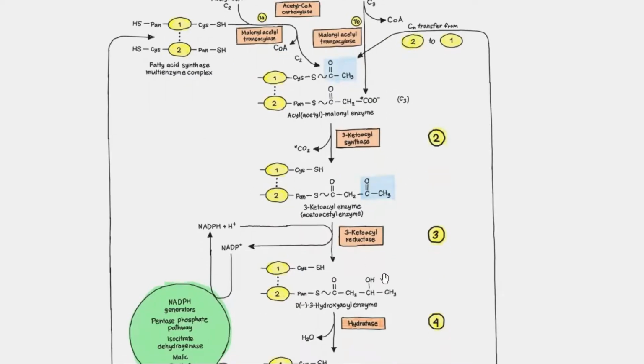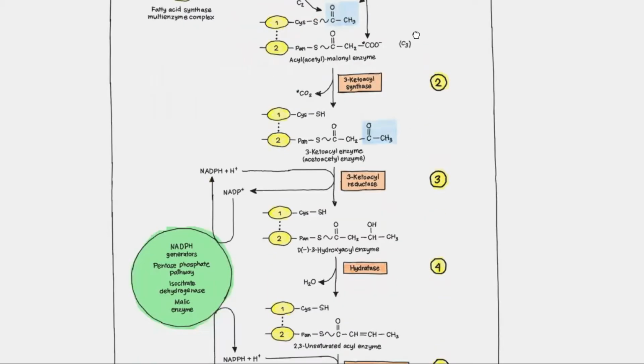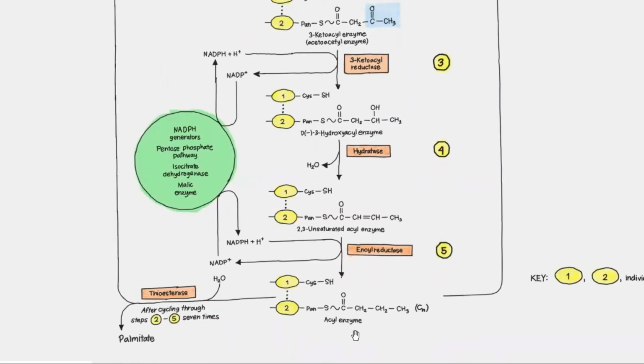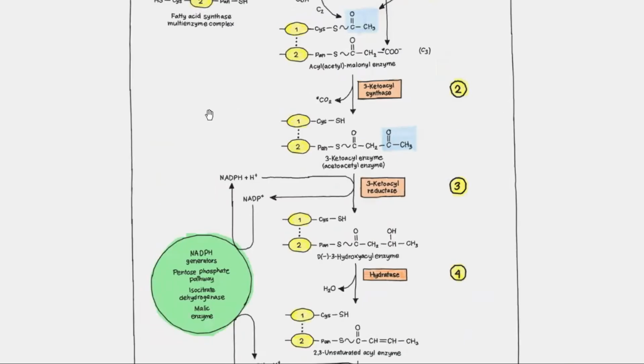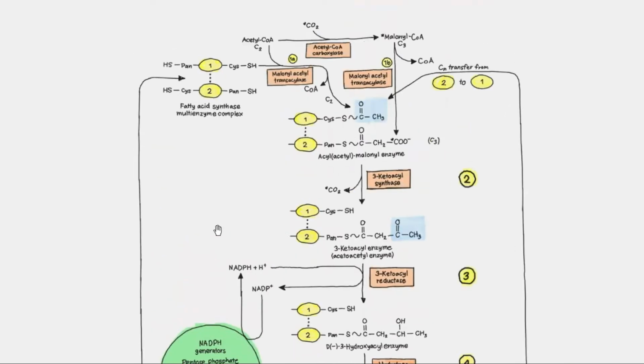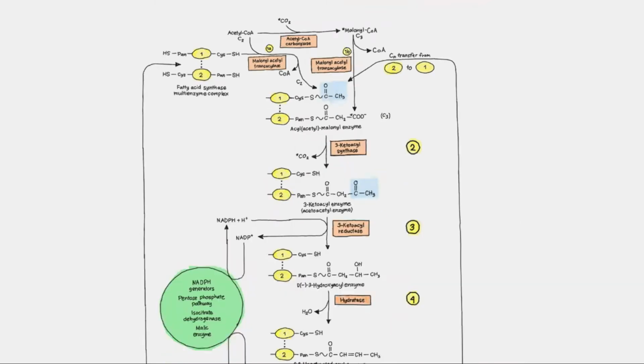And the process of lipogenesis will repeat for 7 cycles until this acyl chain corresponds to palmitate, meaning containing 16 carbon units. And what will happen is that after forming the palmitate chain, the thioesterase will liberate the free palmitate, forming again our fatty acid synthase multi-enzyme complex with no attached substrate in it.